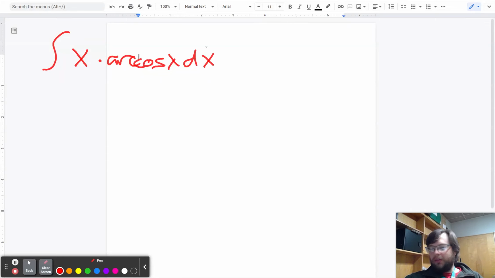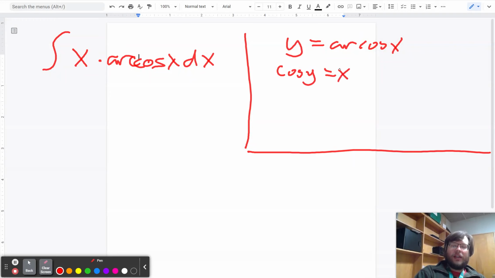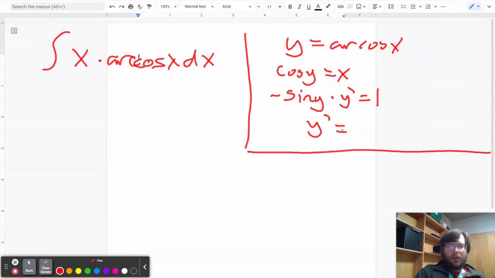I have a hard time remembering arc cosine's derivative, or I don't know its integral off the top of my head. So let's see if we can do a little side problem to deal with that. You're, of course, welcome to use your formula packet if you want. I'm going to look at y equals arc cosine of x, which means cosine of y is x, which means, taking the derivative, negative sine y times y prime is equal to 1, which means the derivative of y is 1 over negative sine y.